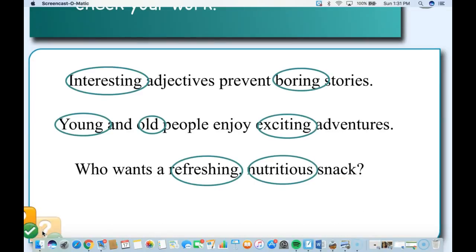Now you can look at the answers and check your work. You can see here both interesting and boring are adjectives that describe the words adjectives and stories. In the second sentence, young and old and exciting, the words young and old describe the noun people, and the word exciting describes the noun adventures. And in the third sentence, the words refreshing and nutritious describe the snack. So sometimes we put adjectives together and separate them by a comma, and sometimes we spread them out throughout the sentence.